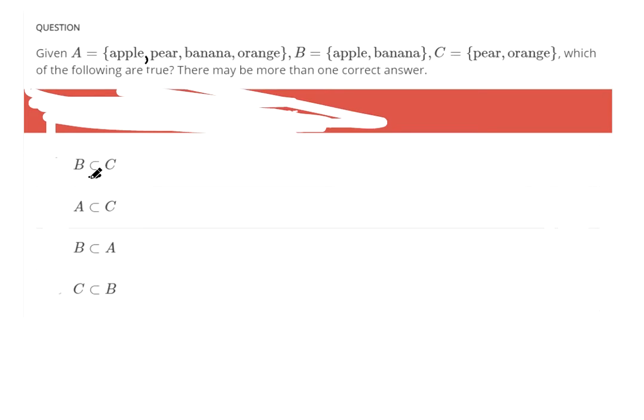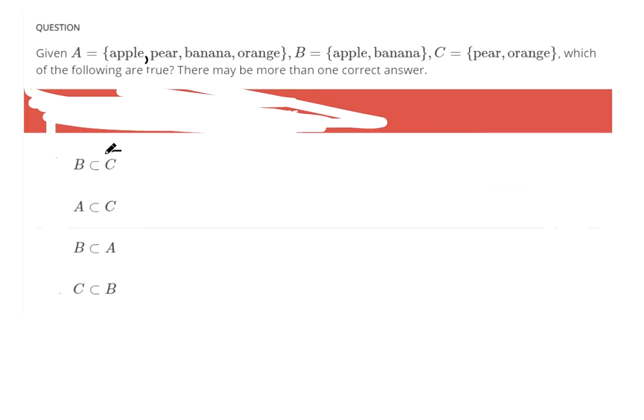This notation here means it's a subset. In other words, that means B is a smaller part of set C. Now, is that true? The elements of B don't correspond at all with the elements of C. So B is not a subset because its elements aren't in C. You can think of it like this.